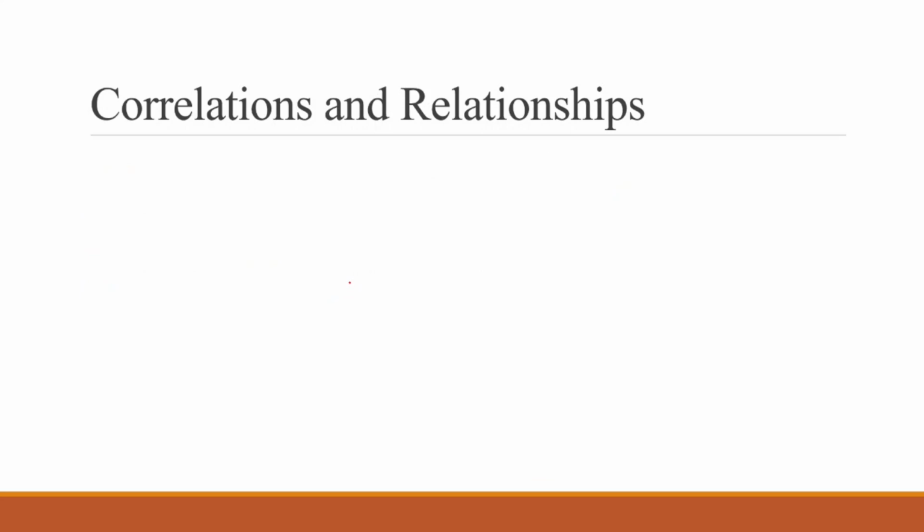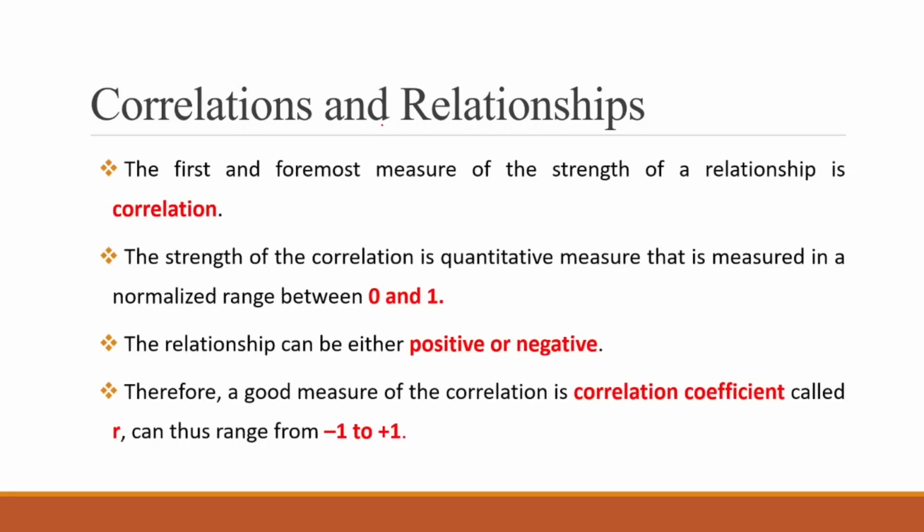And now let us see the correlations and relationship. The first and foremost measure of the strength of a relationship is correlation. This is not a new term, which we have been learning from the days when we learned statistics. Correlation determines how closely the two variables are related.